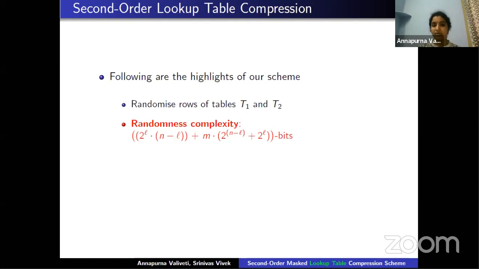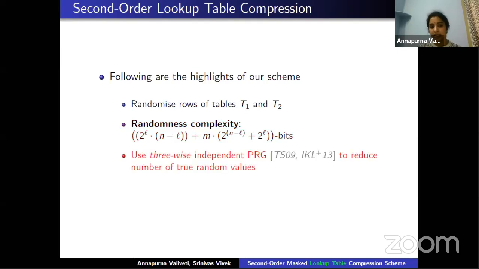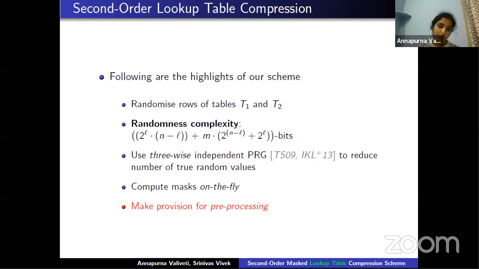So we came up with the idea of using a PRG, because ours is a second order scheme. We use a 3-wise independent PRG construction to optimize the randomness required. Further, to improve the memory complexity of our scheme, we will not be storing the outputs of the PRG. We'll be computing the outputs of the PRG on the fly as and when required. And further, we slightly modified the construction of T1 to pre-process it, to make it offline.